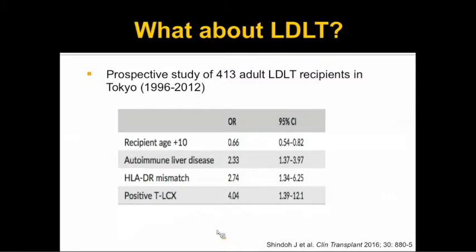So similarly, just raising more questions, there's been a question of, is cross-match important in liver transplant? And the feeling is that certainly not as much as in kidney transplantation, but there's this cohort out of Japan that looked at living donor liver transplant recipients and found that patients who had HLA-DR mismatch and also patients who had a positive T lymphocytotoxic cross-match study were at significantly higher risk of acute rejection in this cohort. So again, I think there are still a lot of open questions in this area.